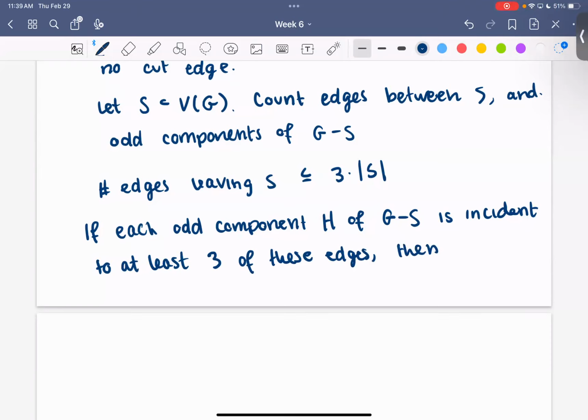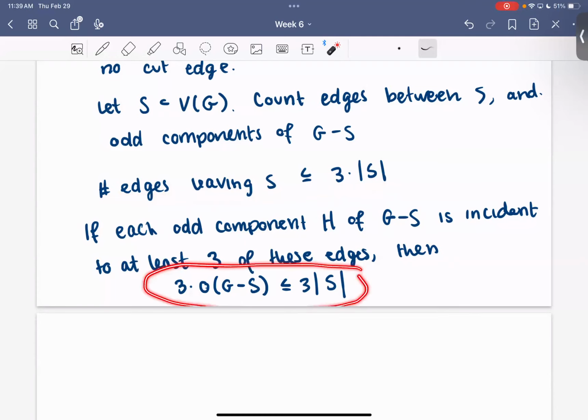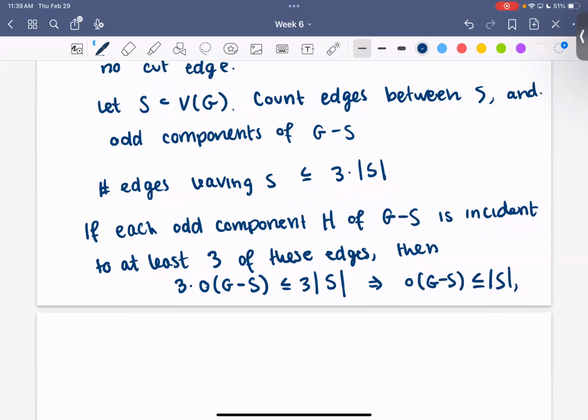So if this were the case, then we would have the following. 3 times the number of odd components of G minus S has to be less than or equal to 3 times the size of S. Right, because we already put an upper bound on the number of edges going between S and odd components. And if each odd component has at least 3 of these edges, then we have this inequality. And so then we would be done, because this implies Tutte's condition. So we're done.